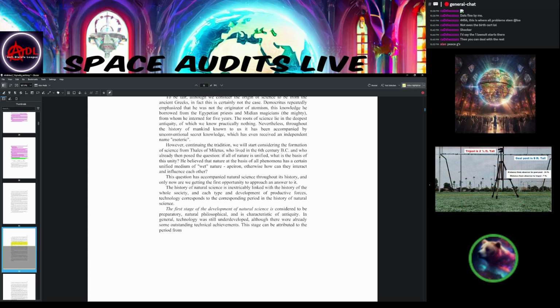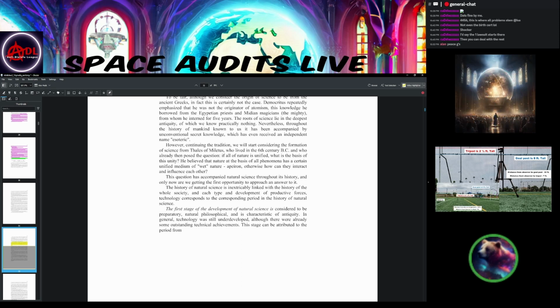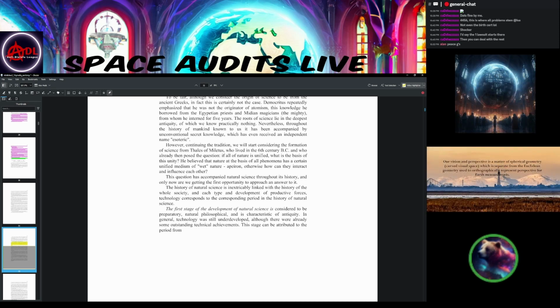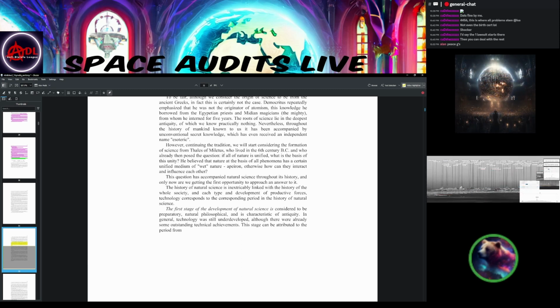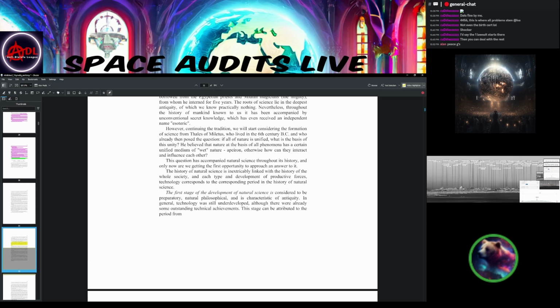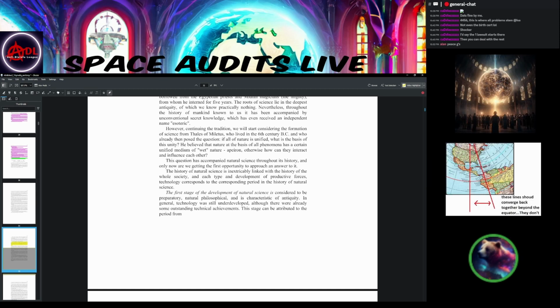However, continuing the tradition, we will start considering the formation of science from Thales of Miletus, who lived in the 6th century BC and who already then posed the question, if all of nature is unified, what is the basis of unity? He believed that nature, at the basis of all phenomena, has a certain unified medium of wet nature. Otherwise, how could they interact and influence each other? So yeah, this guy thought that everything was intrinsically bound together by a fluid-like medium. Otherwise, how could pressure mediate between them to cause an interaction?